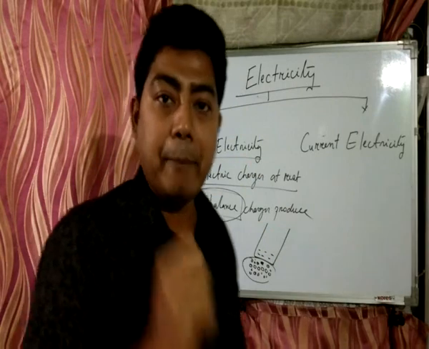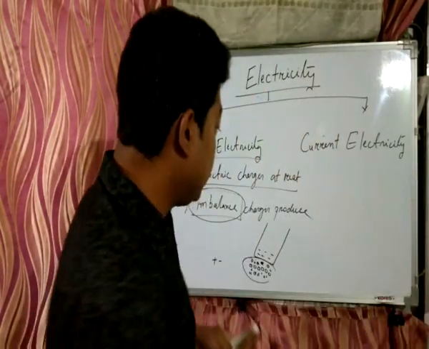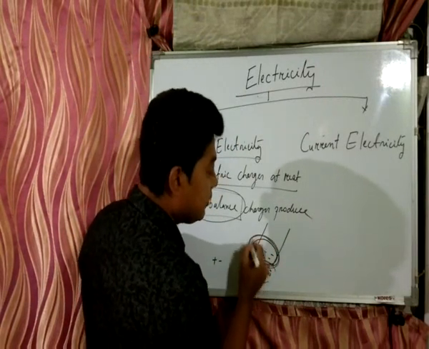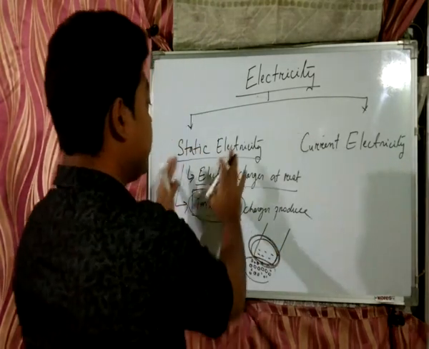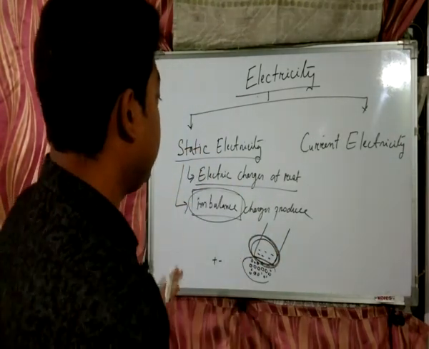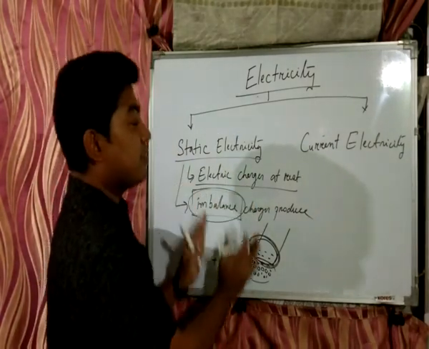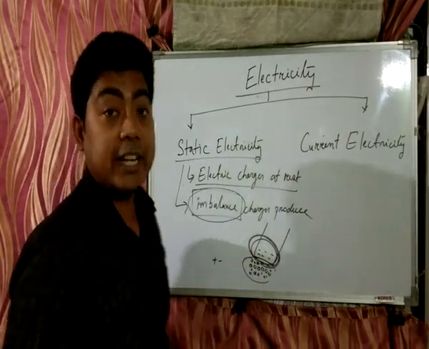But if you use a metal scale, it will not work in the same way. Why? Because in the case of metal, this imbalance of surge will not be there. Okay, so generally static electricity is shown due to this imbalance of surge, and these surges are at rest, they are not moving. Okay, that is about static electricity.